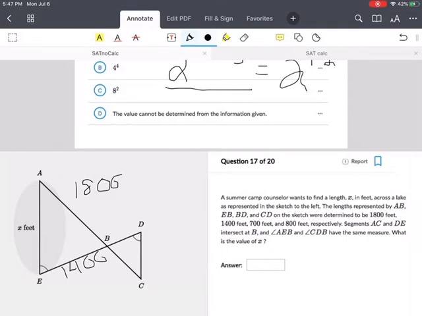BD equals 700. And CD equals 800. Okay. Segments AC and DE intersect at B, as you can see in the figure, and angle AEB and CDB have the same measure. What is the value of x?